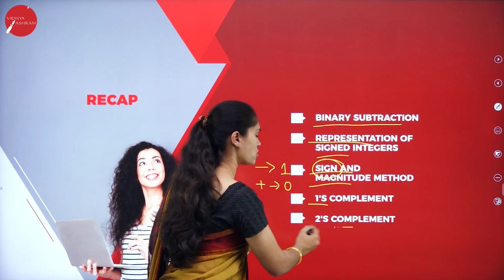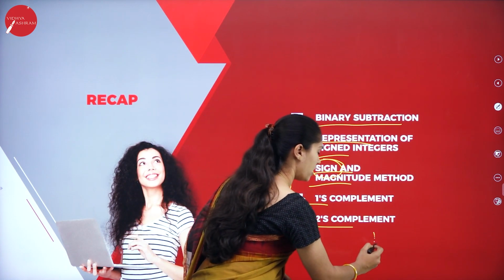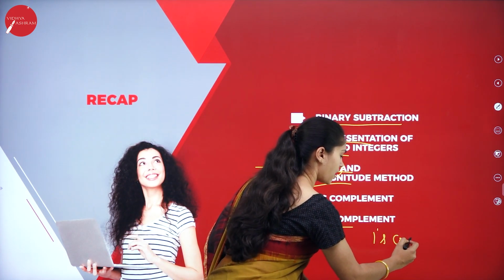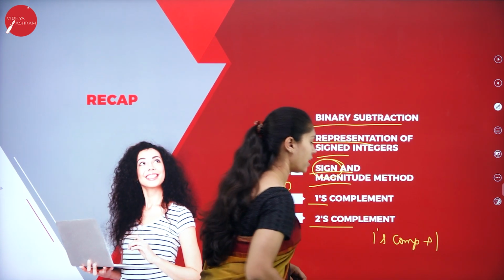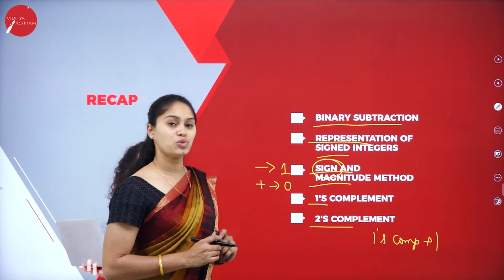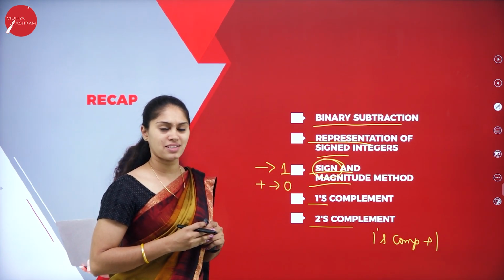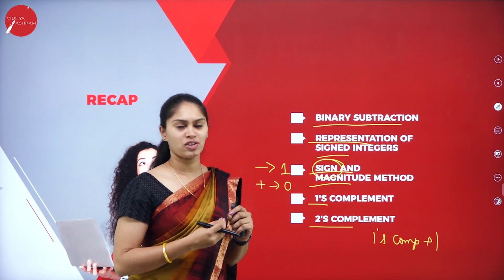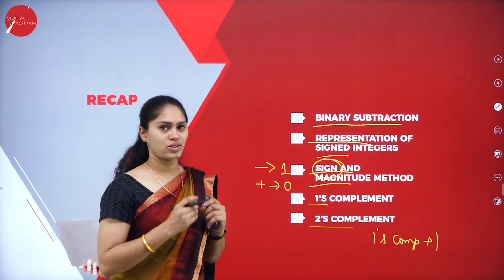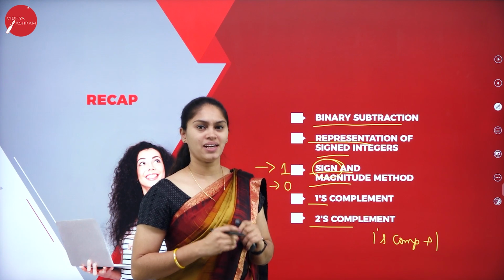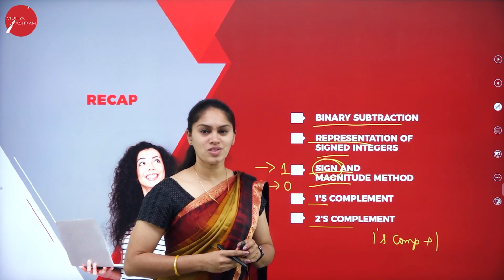Then 2's complement is nothing but the 1's complement plus 1. Whatever the binary number is, we take the 1's complement of it, then add 1 to the LSB, that is the least significant bit. That gives us the 2's complement.